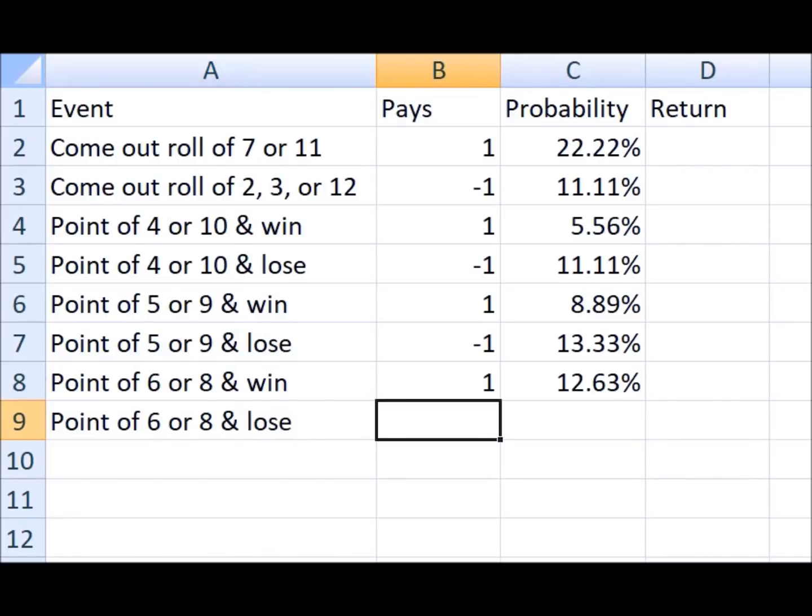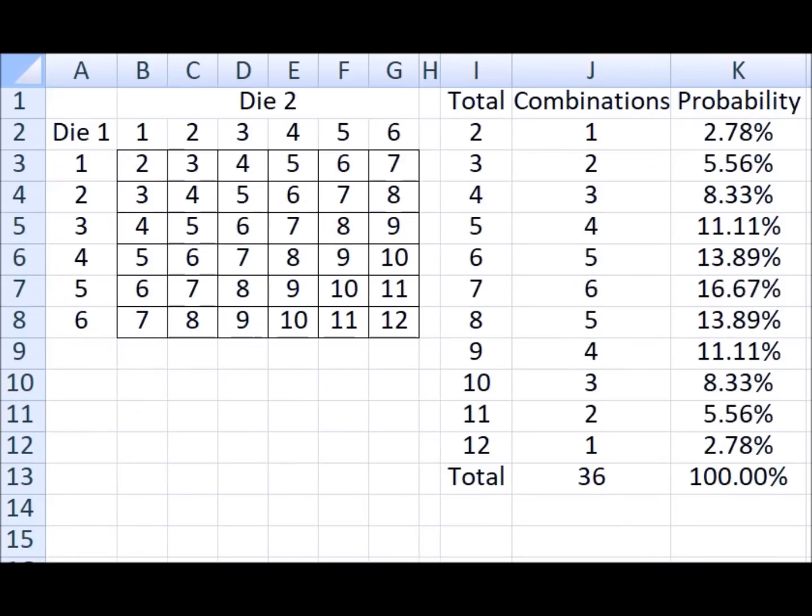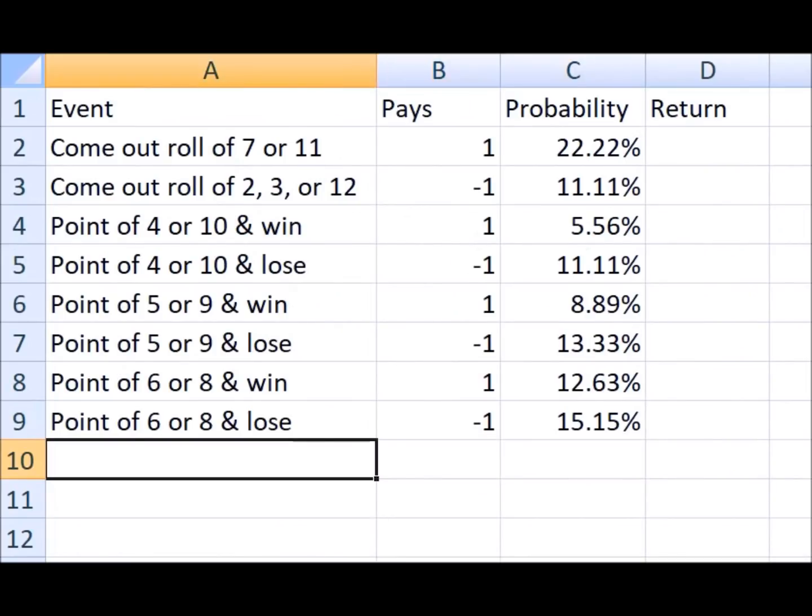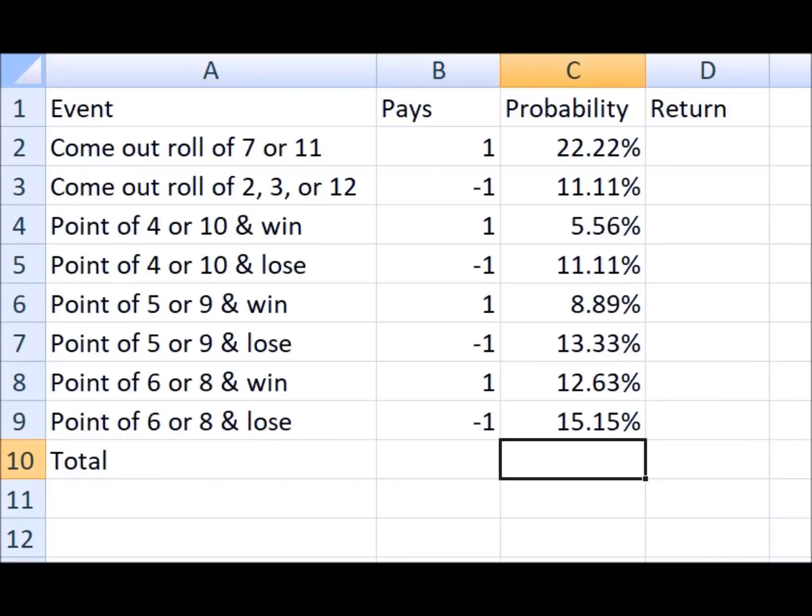Likewise, the probability of rolling a 6 or an 8 on the come out roll and then going on to lose: the probability of rolling the 6 or the 8 to begin with is 13.89% plus 13.89%, one for the 6, one for the 8, times 6 ways to lose, divided by 5 ways you can win and 6 ways you can lose. So given that the point is a 6 or an 8, the chances of losing are 6 in 11. So overall, the probability of rolling a 6 or 8 on the come out roll and then going on to lose is 15.15%.